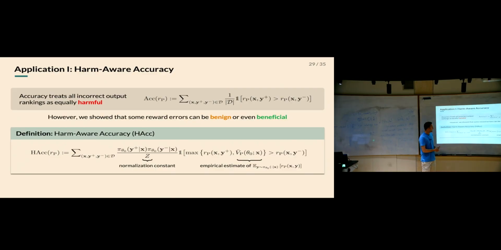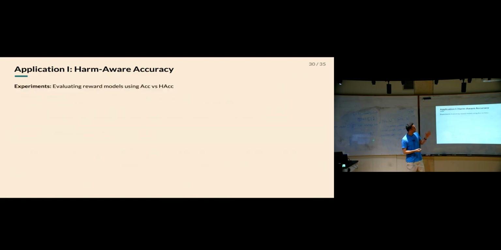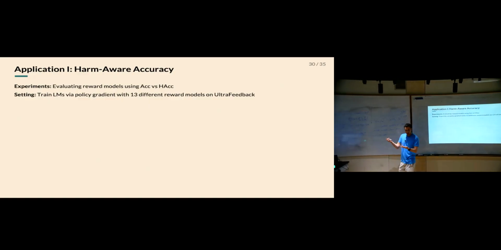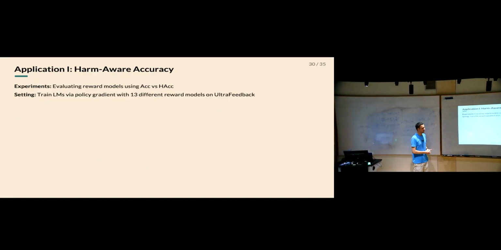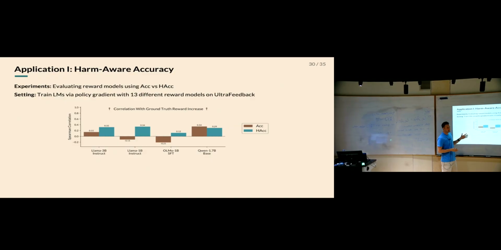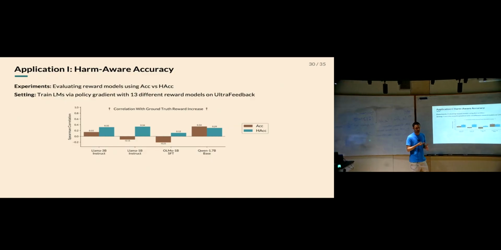because it depends on the policy and which errors are likely to be harmful or not for it. And then you can check whether this measure is more predictive of which proxy reward model is better compared to standard accuracy. And so we train multiple different language models, each one of them using 13 different reward models on a standard data set that contains questions of the type that people ask language models. And what you see here is the correlation between the increase in the ground truth reward and the actual performance of the language model compared to the measure itself, accuracy, or the harm-aware accuracy.